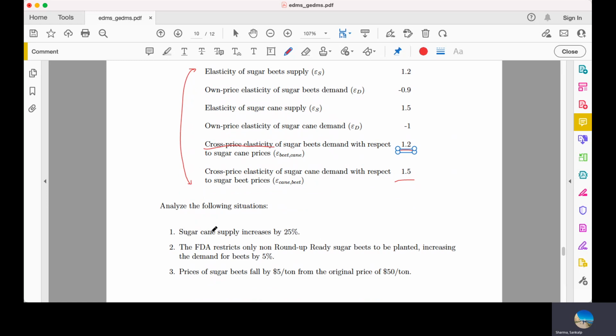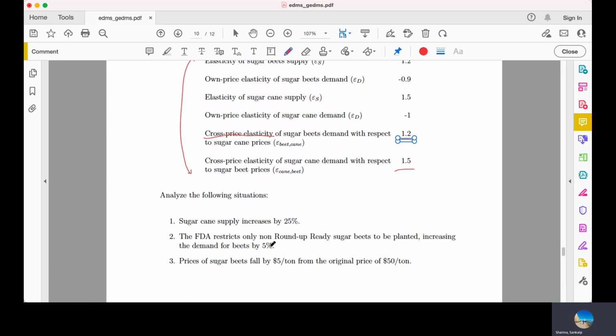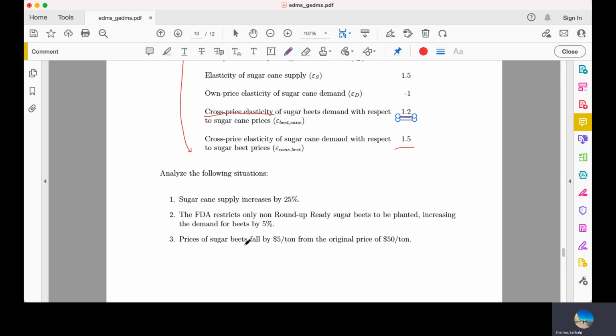Then you could have scenarios where the FDA restricts only Roundup Ready sugar beets to be planted, increasing the demand for beets by 5%. And then the prices of sugar beets fall by $5 per ton from the original price of $1.50 per ton. Okay, so we'll get to the third scenario in a second, but the first two are essentially where you have those supply and demand shocks. So we want to set up the market.